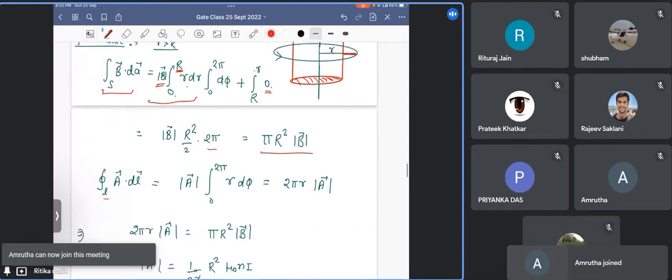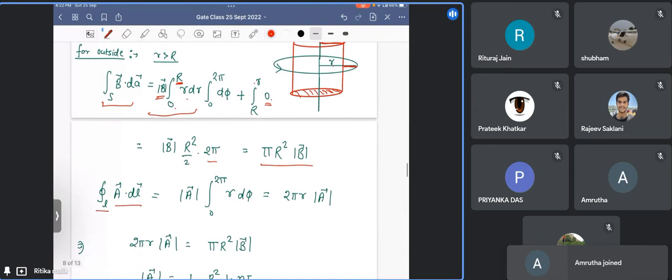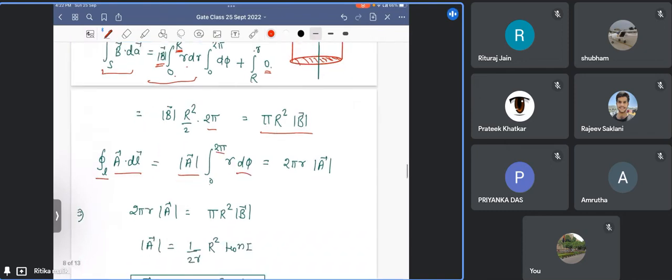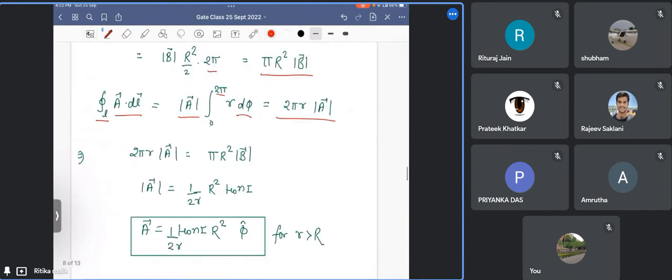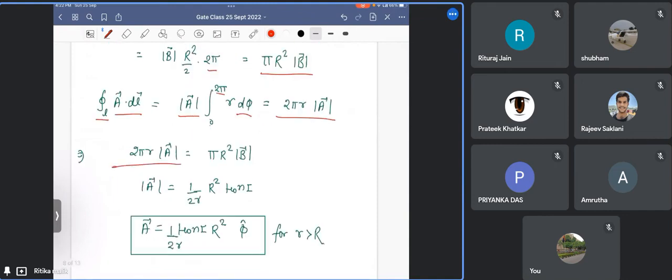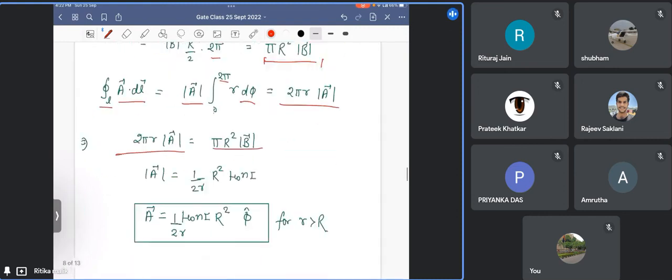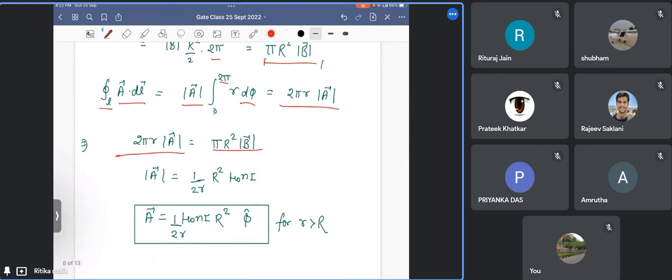Now the left hand side, which is the closed line integral of A dot dl, again mod A comes outside. R will not affect in this case. So it is the integral from 0 to 2 pi of r d phi. D phi varies from 0 to 2 pi, so it becomes 2 pi r mod A. So the left hand side is 2 pi r mod A and the right hand side is pi R square mod B. When we equate them, this is our mod A vector. I have put the value of mod B here. And since it is in the phi cap direction, this is the vector potential for the case outside of the solenoid.